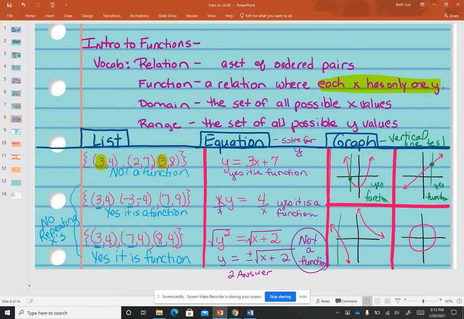That little green line is only crossing in one place, so yes, it is a function. Yes, function. And if I did it over here, only one place. No matter where I draw that line, it's only crossing at one location. So yes, function. Same with this one. If I draw it here, it only crosses once. If I draw it here, it only crosses once. So yes, it is a function.